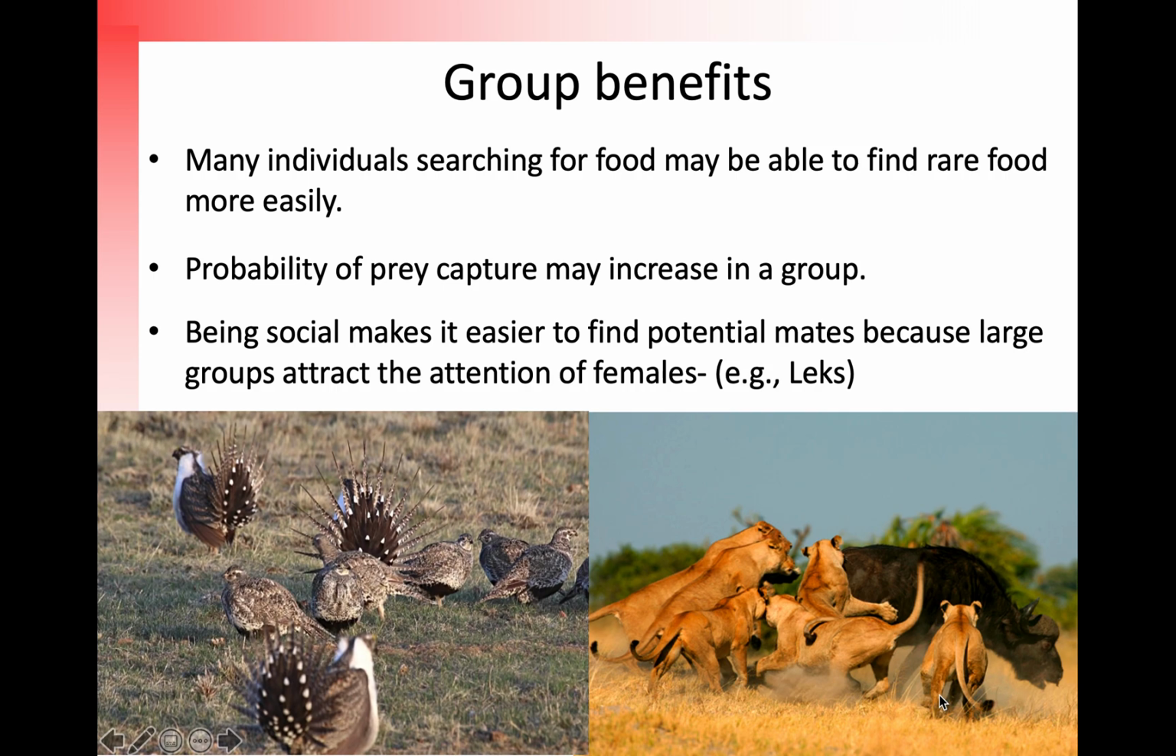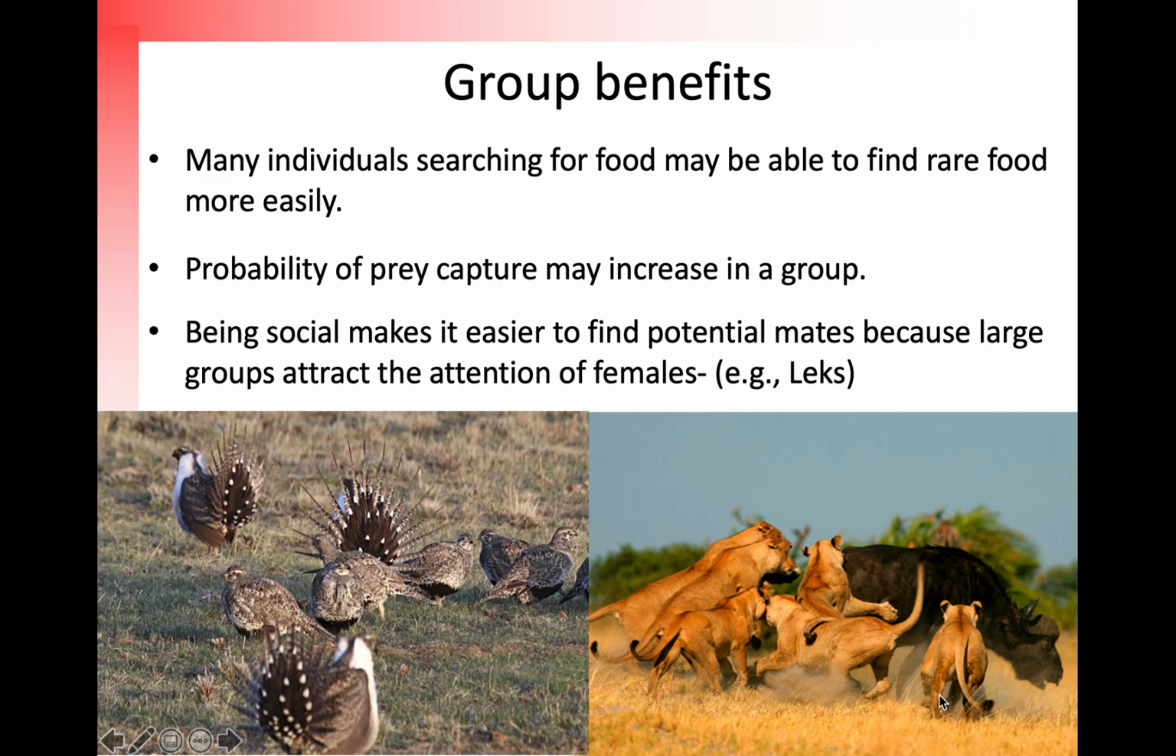Another way to maximize food obtained for the energy put into getting that food is to live in a group of some kind. And groups can do all kinds of things. They can coordinate to search for food. They can hunt together for prey that individuals just wouldn't be able to do by themselves. Groups can also be a place to find a potential mate.